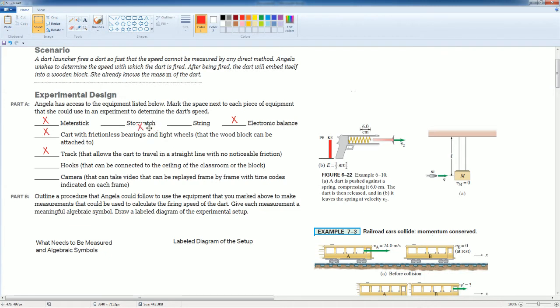Here's the option. You could have a stopwatch or you could have a camera. They serve the same purpose, because it says here, can take the video that can replay frame by frame with time codes. So if you have a camera, it's better than the stopwatch. Okay.